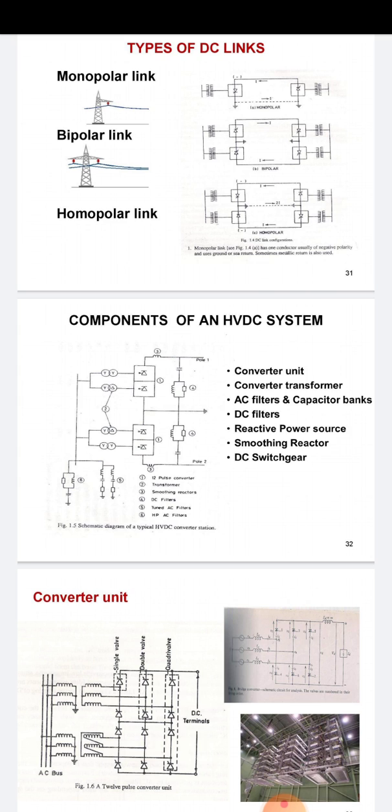Then reactive power source. The converter station requires reactive power supply that is dependent on the active power loading, about 50 to 60 percent of the active power. This is enough. Smoothing reactor: a sufficiently large series reactor is used on the DC side to smooth DC current and also for protection. Then DC switchgear. It is usually a modified AC equipment used to interrupt small DC current, that means employed as disconnecting switches. This is DC switchgear.